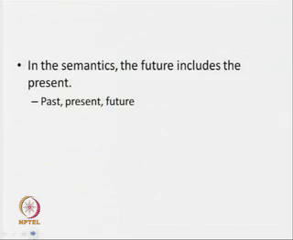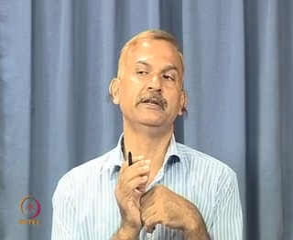If you look into the timeline, we basically have three tenses: past, present and future. If we are in a present state, then we can reason about what happened earlier in the past, or we can reason about what is going to happen in the future. But now I am in the present state. We have three distinct things: past, present and future. But the way we define the semantics of CTL, the future includes the present.